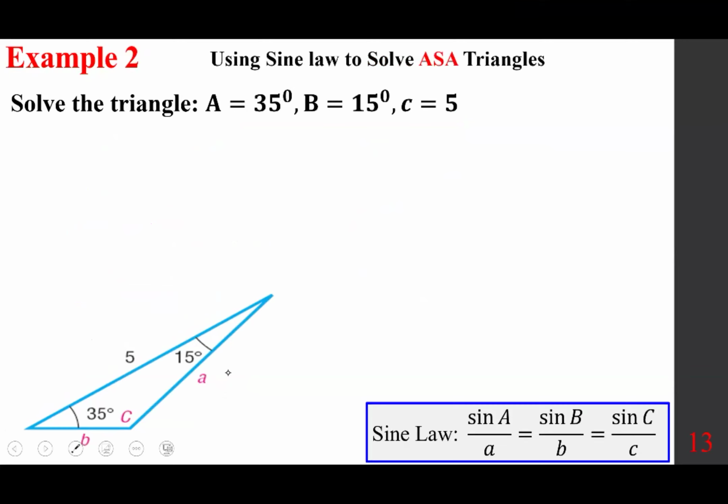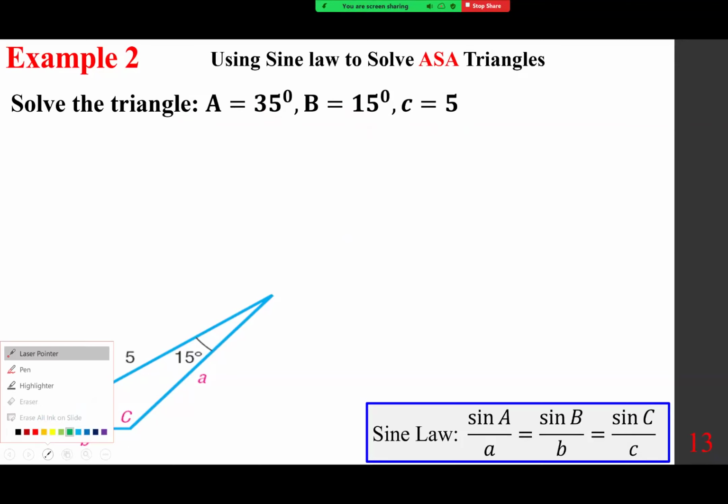Let's look at the next example. Solve the triangle. A is 35 degrees, B is 15, and C is 5. So let's just say this is A, this is C, this is B, based on the given.